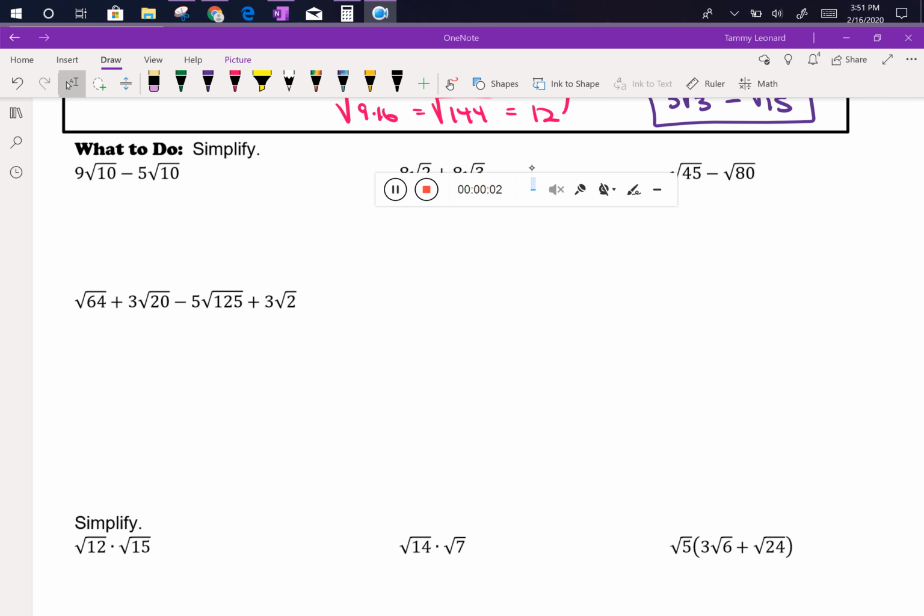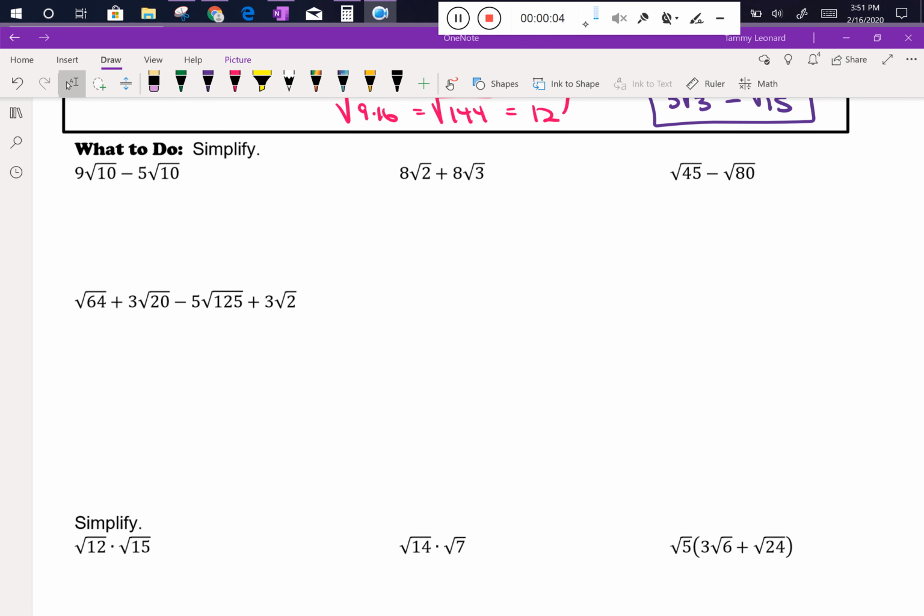9 root 10 minus 5 root 10 would leave us with 4 root 10. 8 root 2 plus 8 root 3, those aren't like terms or like radicals, so that's just the answer. We can't simplify that at all.